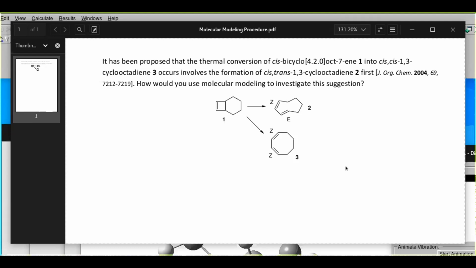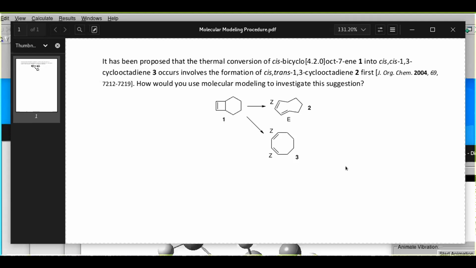We could do Hartree-Fock, we could do MP2, we could do semi-empirical. Molecular mechanics would not work here because you've got to break bonds, but a good choice is always to use density functional theory as a good balance between speed and accuracy.